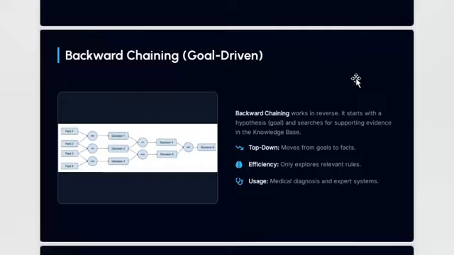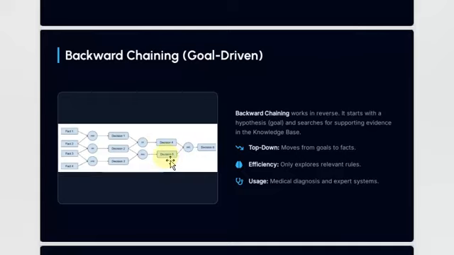So it is goal driven reasoning. Instead of starting with facts, it starts with a goal and works backwards to determine whether the supporting facts exist. If we take an example, if you want to prove that the patient has a disease, the system checks which symptoms are required for the disease and then looks for those symptoms.